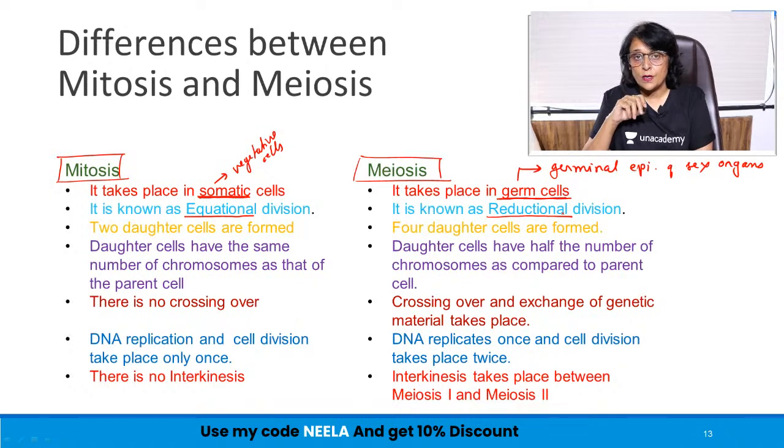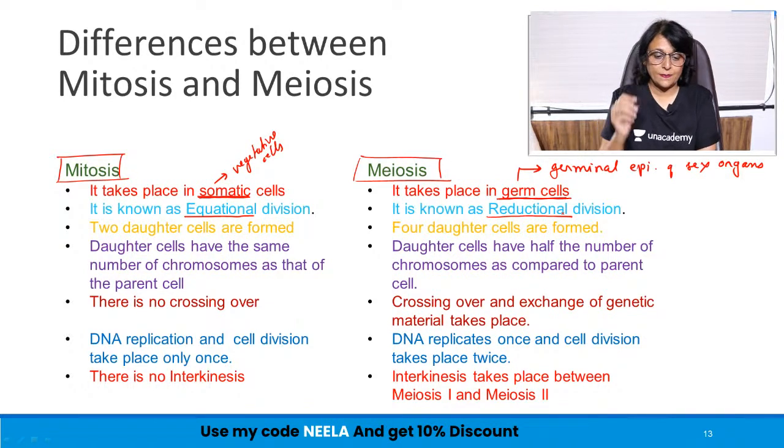We now know this. Why is mitosis called equational? Because the daughter cells have the same number of chromosomes as that of the parent cell. And why is meiosis called reductional? Because the daughter cells have half the number of chromosomes as that of the parent cells.